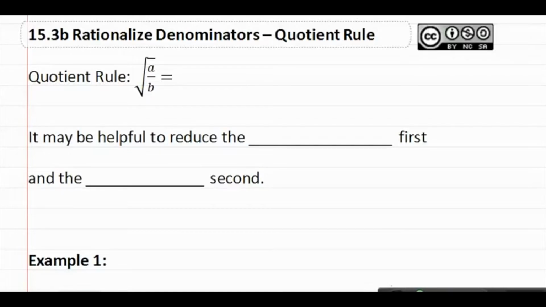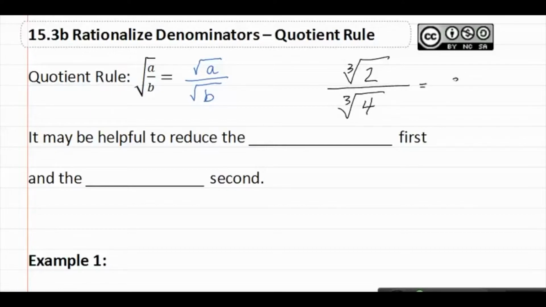7.3b quotient rule. The quotient rule says that when there is a fraction underneath the radical, we can split it apart to give us square root a over square root b. This also applies if they're already separated, such as the case if I had the cubed root of 2 over the cubed root of 4.